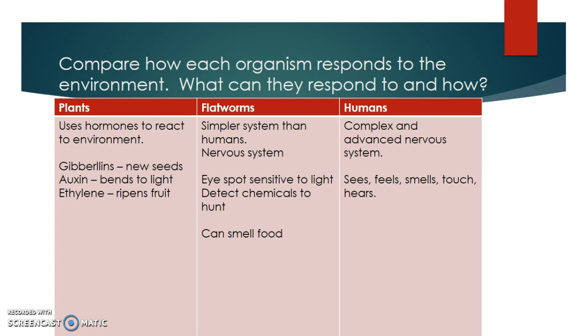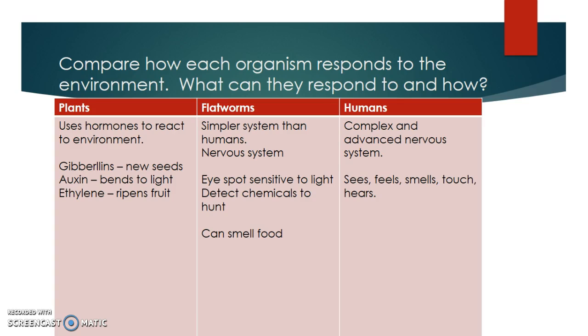How do they respond? Plants are going to use hormones to react to the environment. We talked about 3 different ones. Gibberellins, which are going to be producing those new seeds or seedlings. Auxin, the main one we want to focus on, is being able to bend towards the light, since they need that sunlight for photosynthesis. And then ethylene is going to be responsible mostly for being able to ripen the fruit.